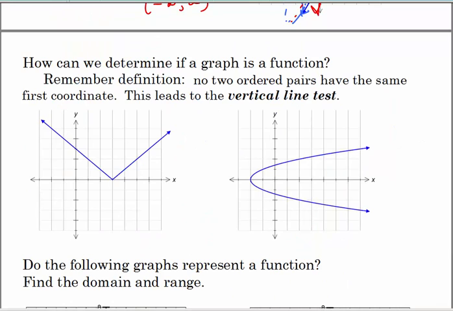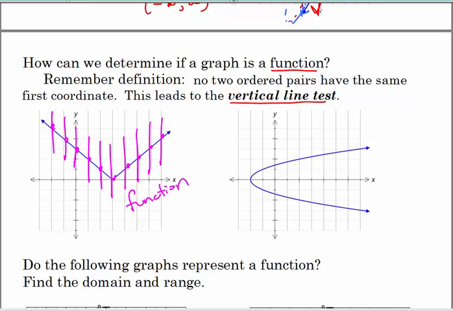How can we determine if a graph is a function? If no two ordered pairs have the same first coordinate, that leads to the vertical line test. Meaning, if you draw vertical lines through your graph, each vertical line should only touch the graph one time. And so this is a function. But if I draw a vertical line here, notice we have x is 1 mapped to 2, but x is 1 is also mapped to -2. This repeats the first ordered pair. It fails the vertical line test.